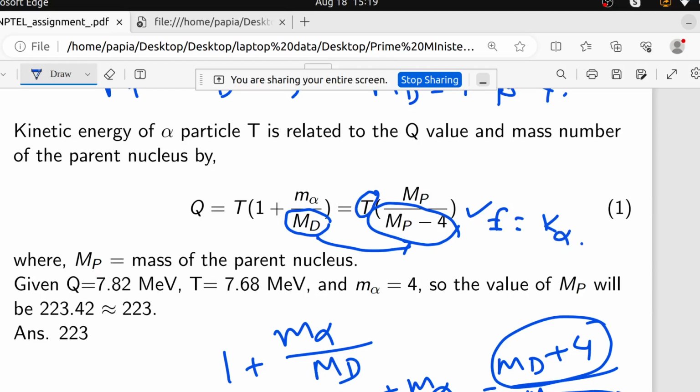Right. So now we have the value of K alpha, we have the value of Q, we have the value of m alpha also, but we don't know mp. So it's a very simple calculation. Then we can have the value of mp. So mp, the mass of the parent nucleus, and if I put all the values, like Q equals 7.82, T equals 7.68, and m alpha is 4, then the value of mp can be around 233.42.